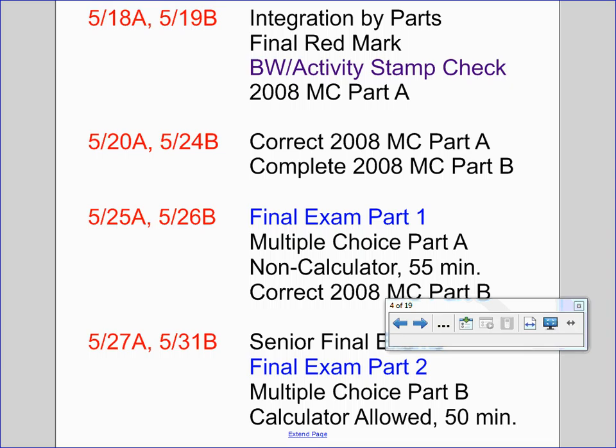Okay, ladies and gentlemen, let's go ahead and take a look at our end of the year schedule. So today, the 16th, we'll be grappling with some integrands that need to be algebraically rearranged so that we can recognize one of the rules we already have.